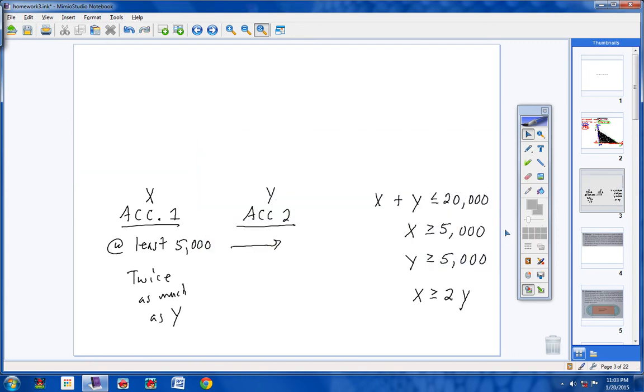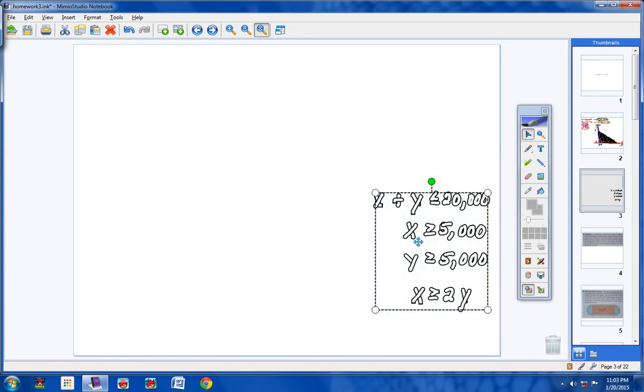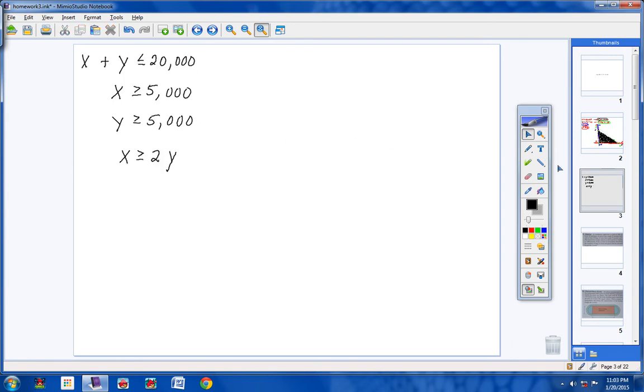So there are my constraints. Now let's go ahead and graph this, with red. If you put a 0 in for y, my x-intercept would be 20,000. Put a 0 in for x, and my y-intercept would be 20,000. Now, here, it's going to be a vertical line at 5,000. And this is going to be a horizontal line at 5,000.